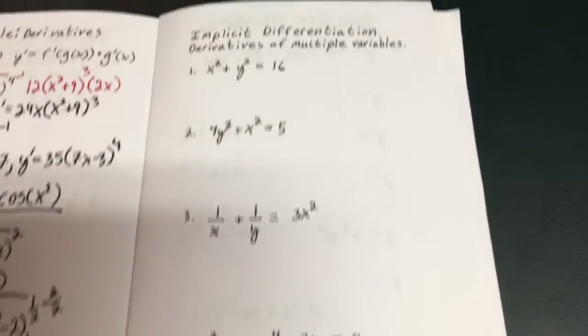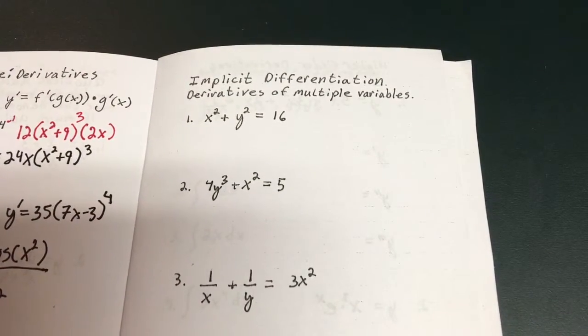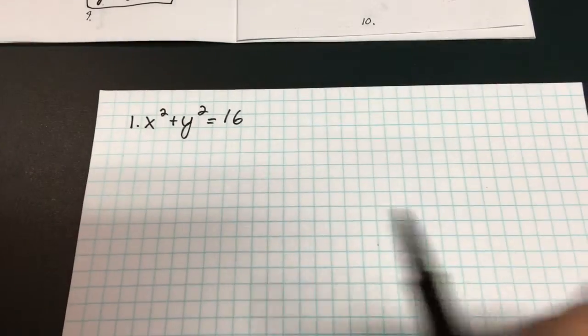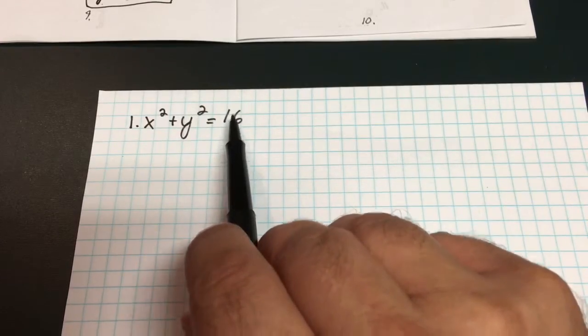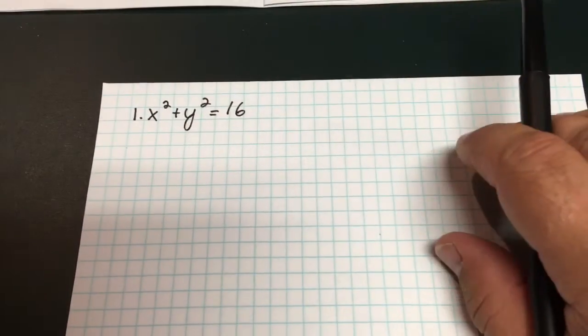We're on page 10 here. We're going to do something called implicit. That's derivatives with multivariables. We're going to be taking the derivative of this x squared, this y squared, and this 16. Could be kind of complicated.